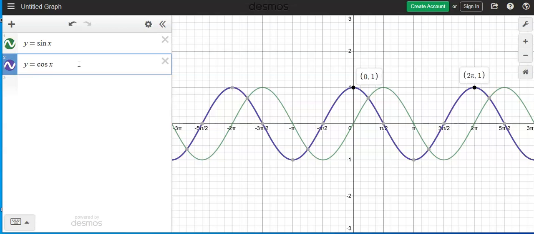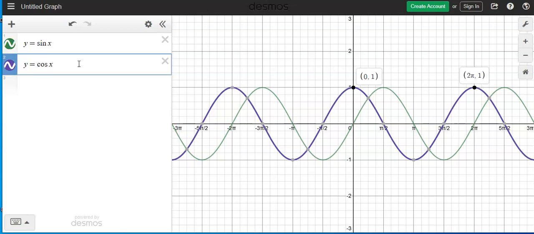But you can see from 0 up to 2 pi, that's exactly one wave. So the period of the cosine graph is also 2 pi. They're both the same. So they have the same amplitude and they have the same period. All right, the base graphs do.